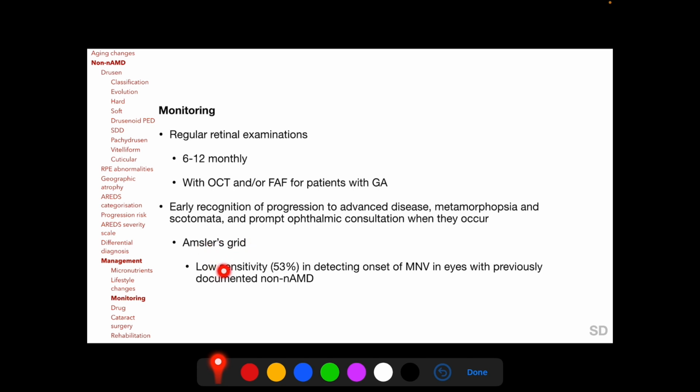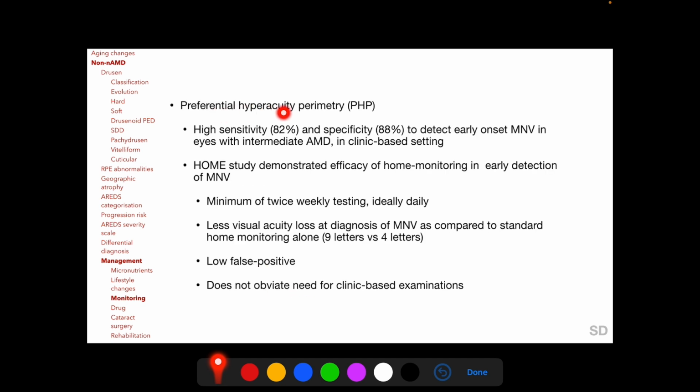The Amsler grid is said to have a low sensitivity in detecting onset of macular neovascularization in eyes with previously documented non-neovascular AMD, but preferential hyperacuity perimetry has been found to have a high sensitivity and high specificity to detect early onset macular neovascularization in eyes with intermediate AMD when performed in a clinic-based setting. And the HOME study demonstrated efficacy of home monitoring with PHP for early detection of macular neovascularization. But what is important is that home monitoring does not obviate the need for clinic-based examinations with ophthalmoscopy, OCT and/or fundus autofluorescence, and this is very important to remember.